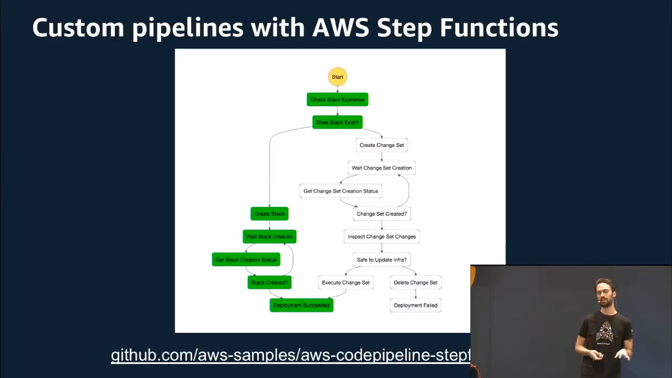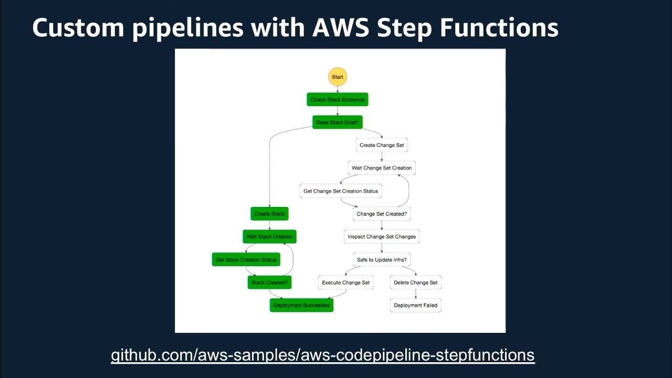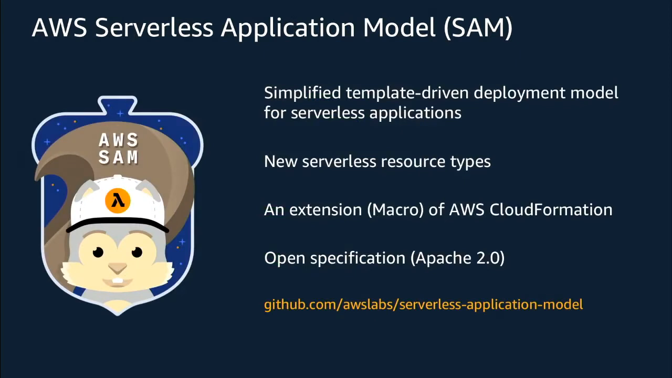If this isn't enough for you, you can even build, as we saw before, more complex orchestration, maybe using AWS Step Functions. There is actually a repository that illustrates how to do that: instead of using CodePipeline, you can use Step Functions to customize your deployment pipeline in a visual way, as you wish.